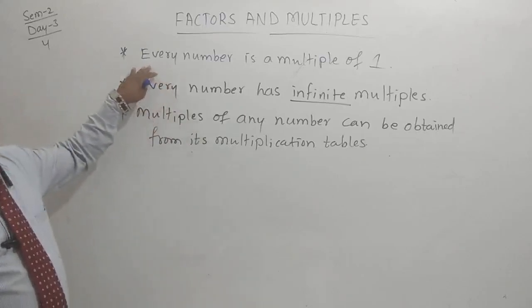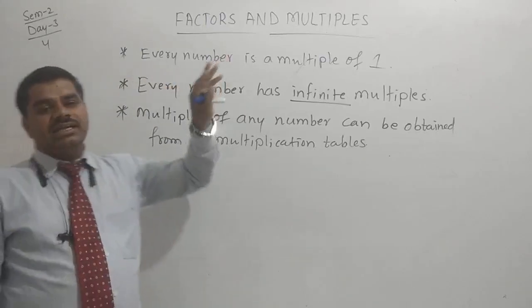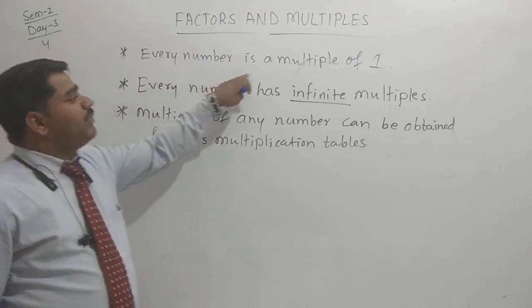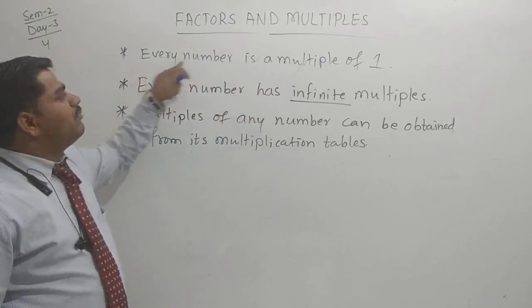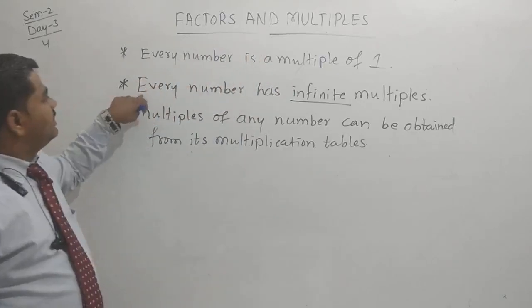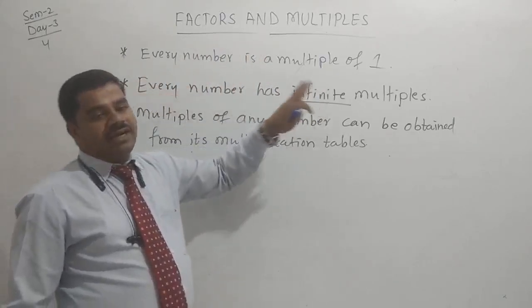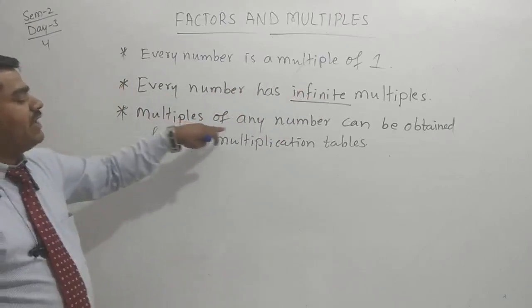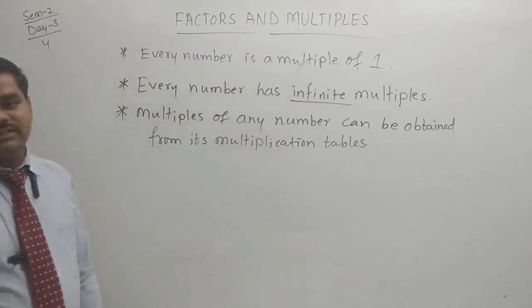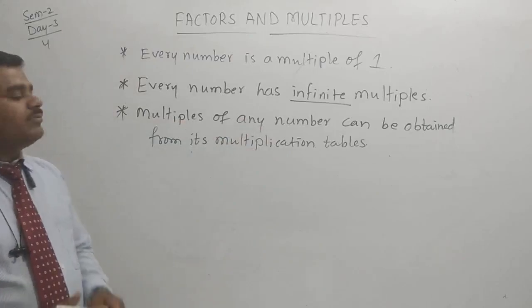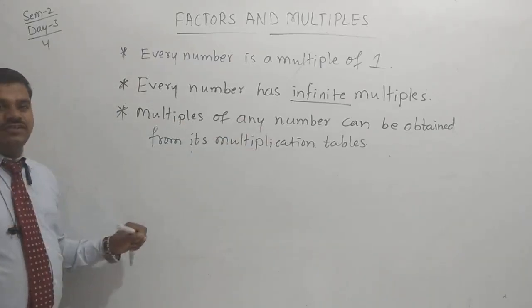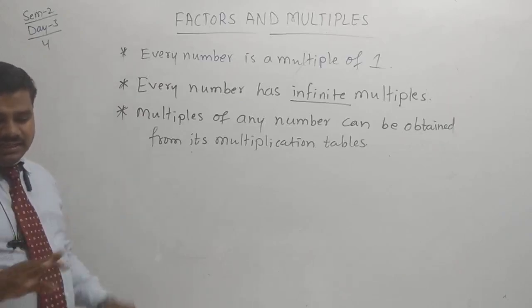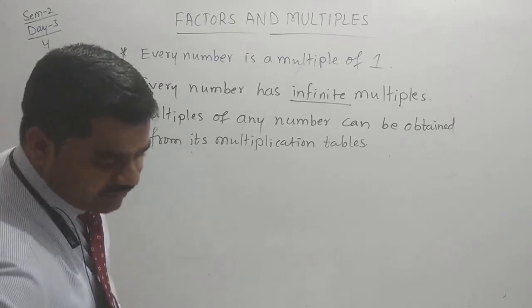Multiples of any number can be obtained from its multiplication tables. First, these three are very important. Every number is a multiple of 1, any number you take. Then every number has infinite multiples, and multiples of any number can be obtained from its tables only. If you know the tables, then you can write the first 10 multiples very easily.